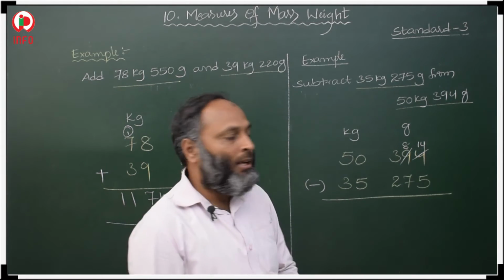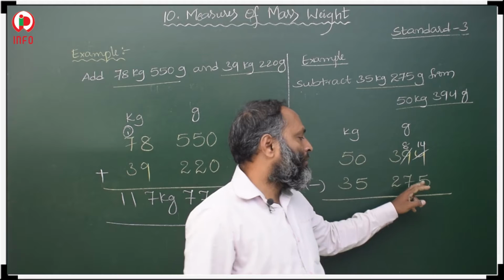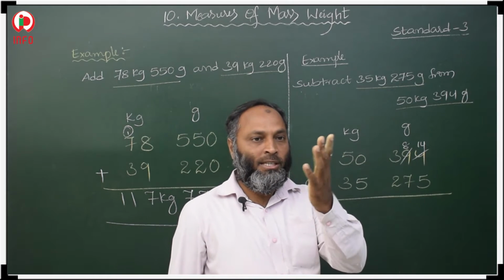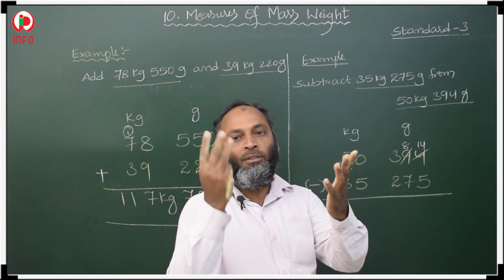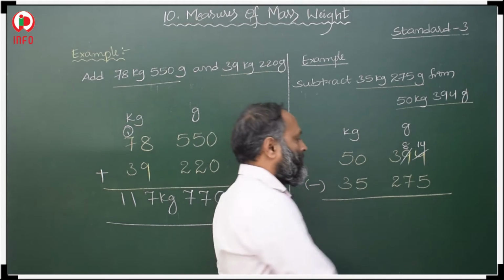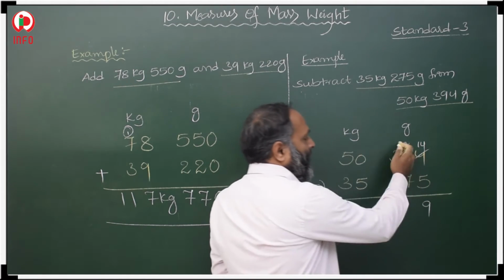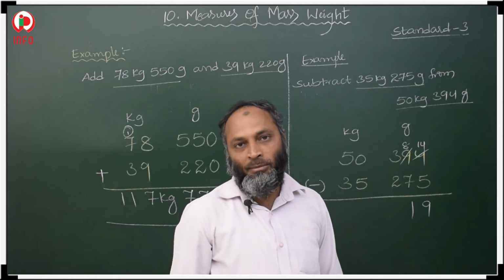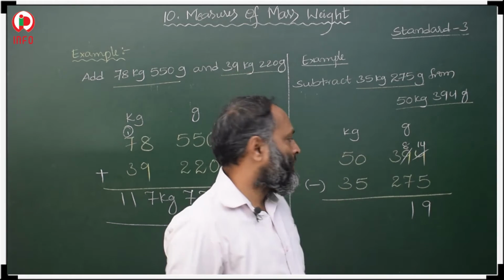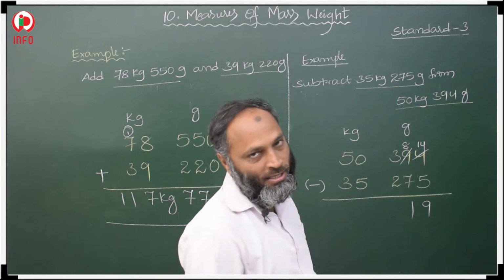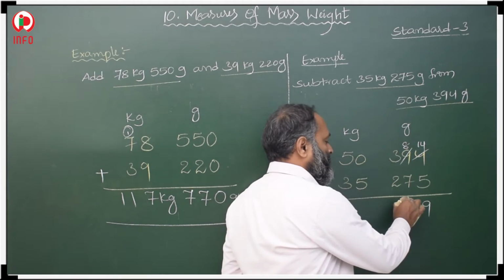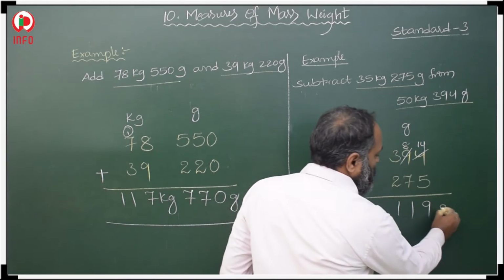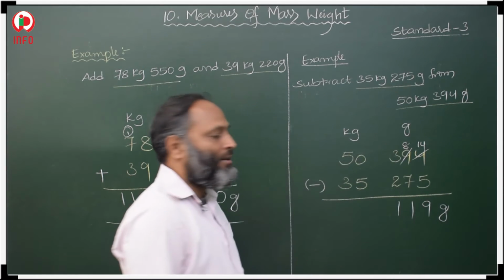14 ones. Then 14 minus 5 means we count from 6 to 14: 6, 7, 8, 9, 10, 11, 12, 13, 14. It is 9. 8 minus 7 is 1. These are consecutive numbers, serial numbers, so the difference is 1. Then 3 minus 2, these are serial numbers, so 3 minus 2 is also 1. Grams subtraction is over.